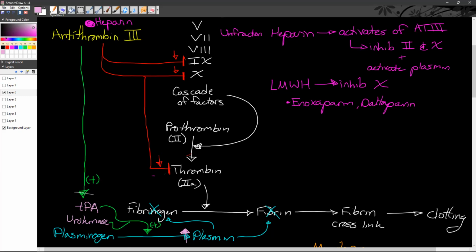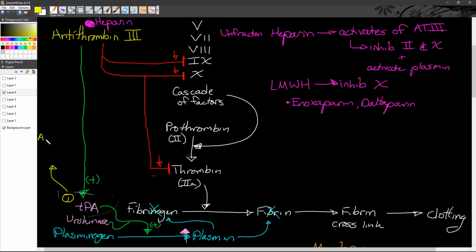So we have a couple of different options. Most of them are just recombinant versions of things that we normally find in the body. So the first one that you guys would have been given is TPA, tissue plasminogen activator. And as we learned about earlier, antithrombin 3's job is to activate TPA, which then converts plasminogen into plasmin, which then breaks down fibrin. So we thought, well, why not just take TPA and give it to someone? And so we have two different forms.